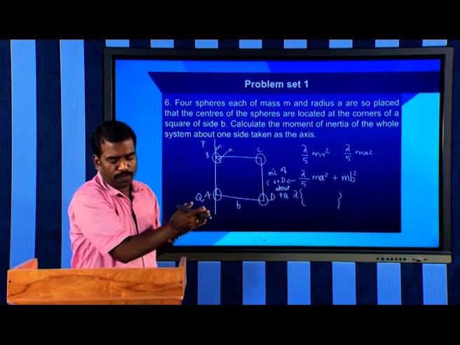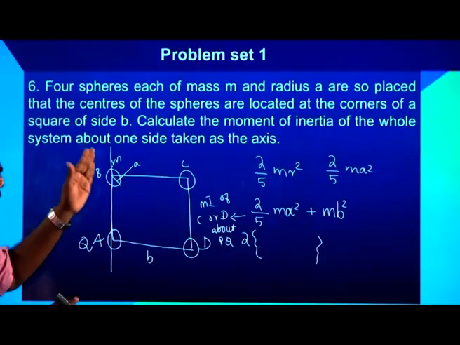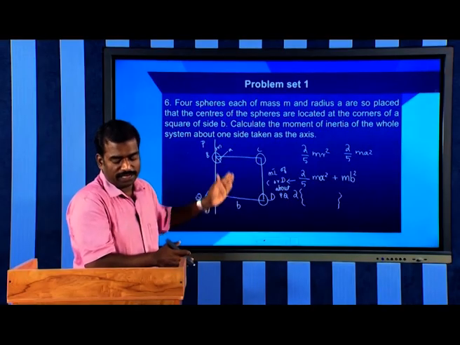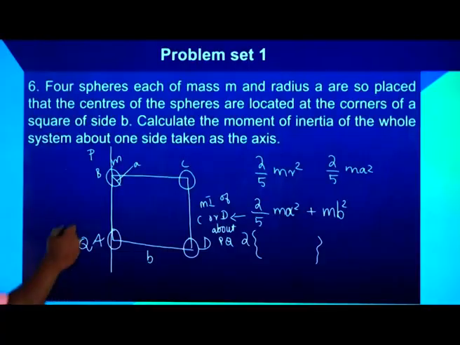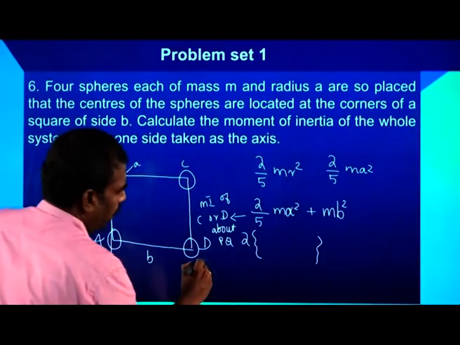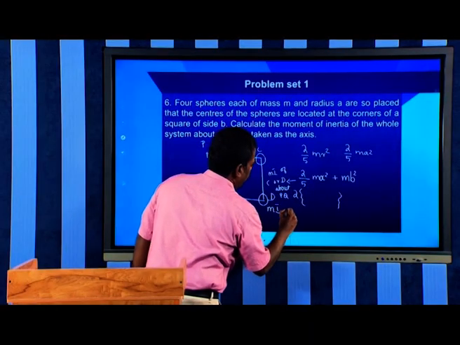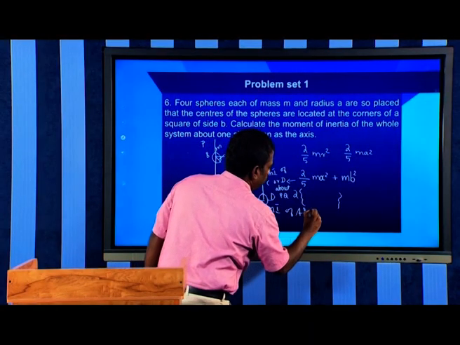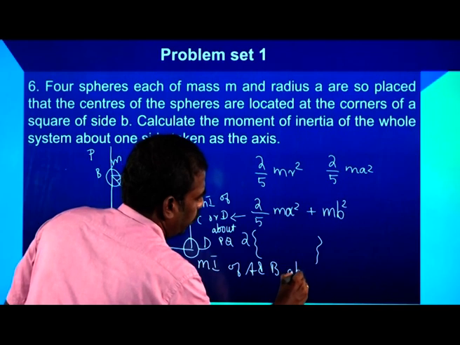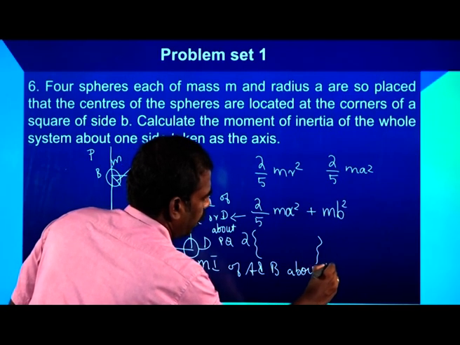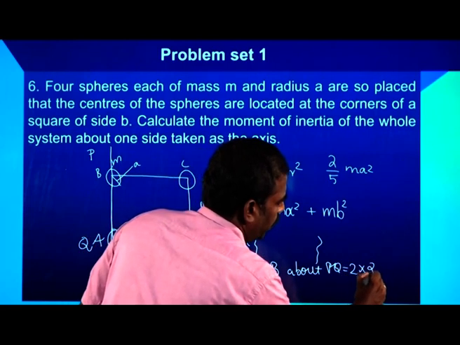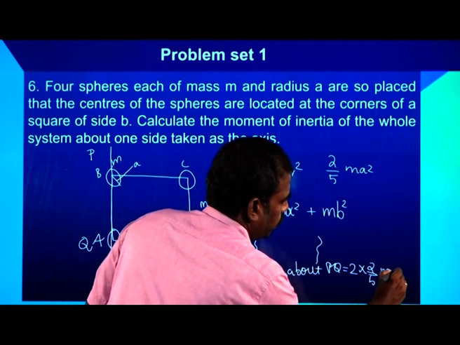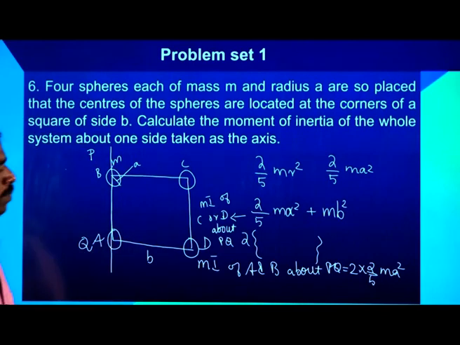Similarly, we find the moment of inertia of A and B about PQ. It is just the moment of inertia about the diameter. So the moment of inertia of A and B about PQ is twice 2 by 5 m a square, that is, 2 into 2 by 5 m a square.